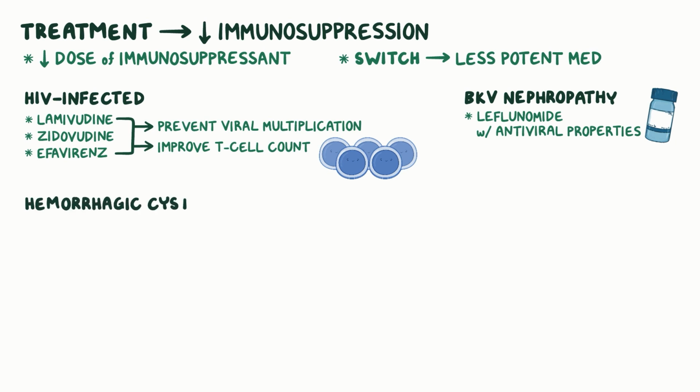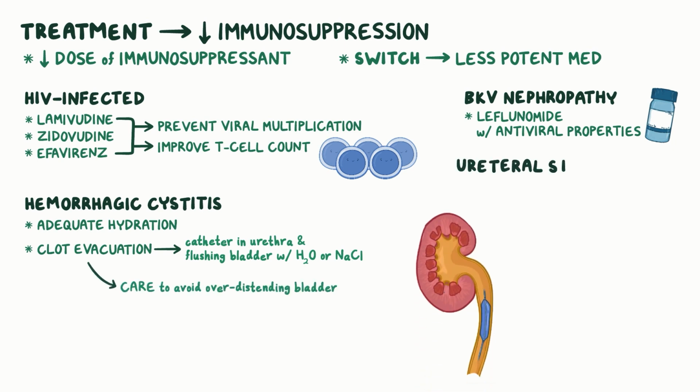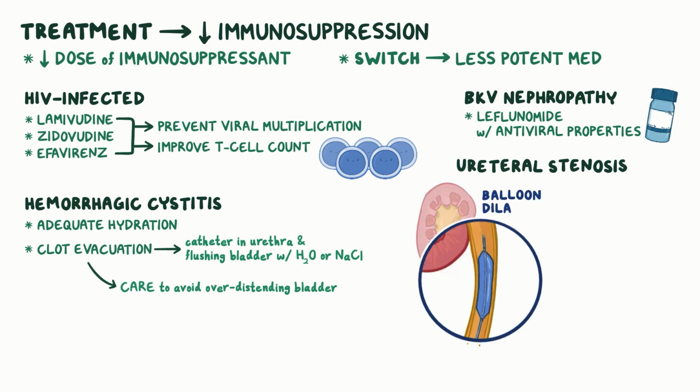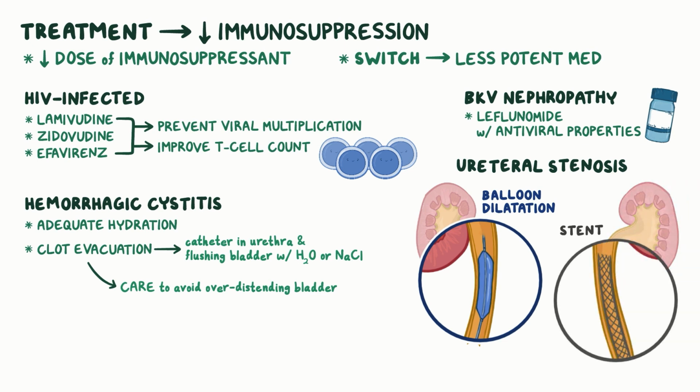Treatment of hemorrhagic cystitis involves providing adequate hydration, clot evacuation by placing a catheter into the urethra, and flushing the bladder with water or sodium chloride solution to break up the clot. Care must be taken to avoid overdistending the bladder. Ureteral stenosis can be treated with a balloon dilatation, where a deflated balloon is inserted into the stenosis, then it's inflated to open up the ureter, or by placing a stent.